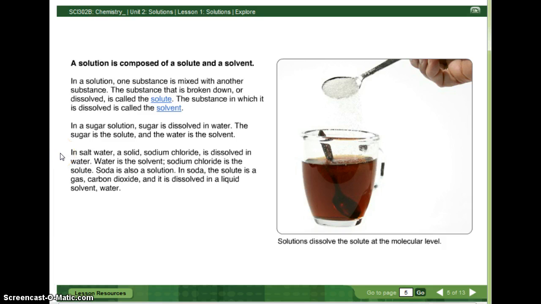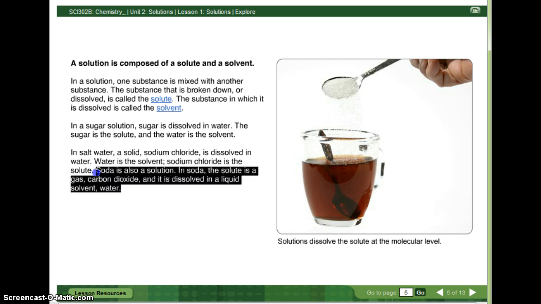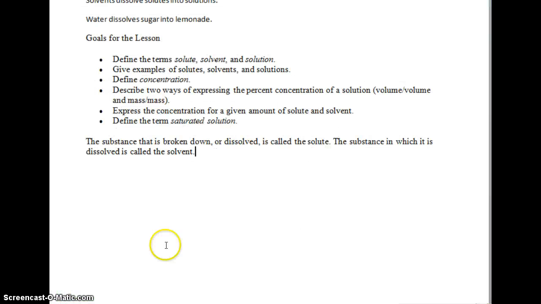In salt water, a solid, sodium chloride, is dissolved in the water. So water is the solvent, sodium chloride is the solute. Soda is also a solution, like soda pop, like Mountain Dew. In soda, the solute is a gas, carbon dioxide, which is dissolved in the liquid solvent, water. So they can be gases as well as liquids, which is kind of interesting. So let's put that example down too.